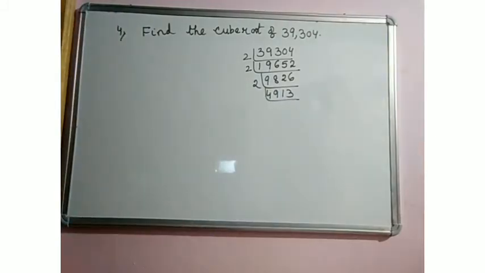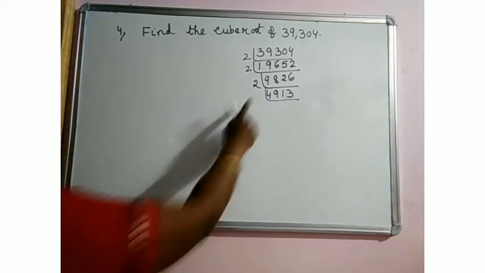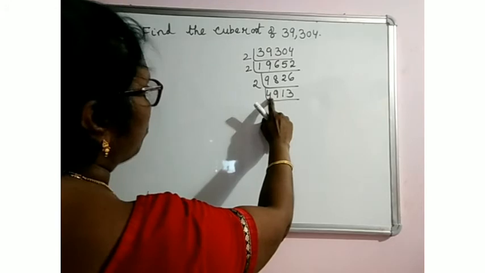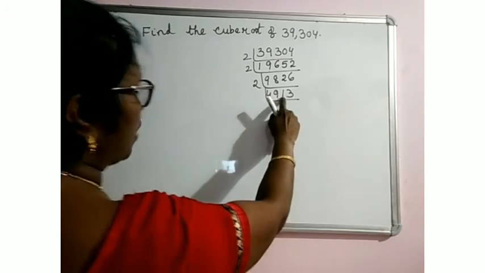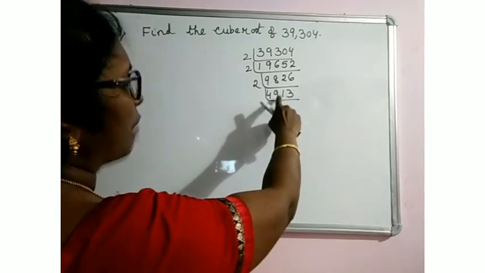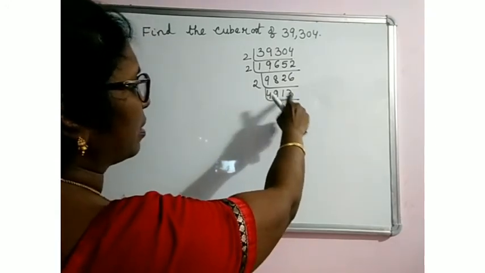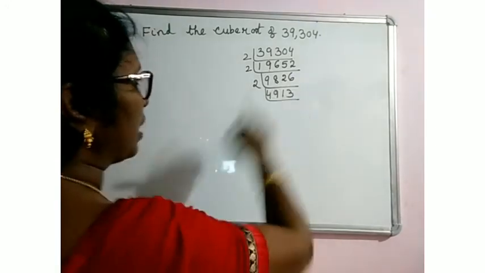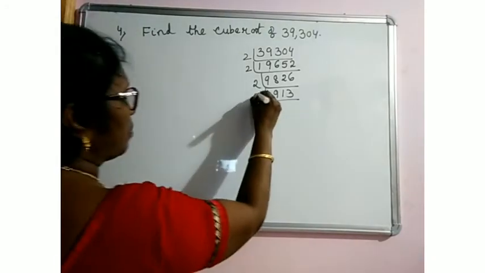Next prime number is 17. Let us see whether it is divisible by 17 or not. 17 2s are 34. 34, 1 5 1 you will get. 17 8s are 136, you will get. After 136, 15 3, 153. Yes, it is divisible.